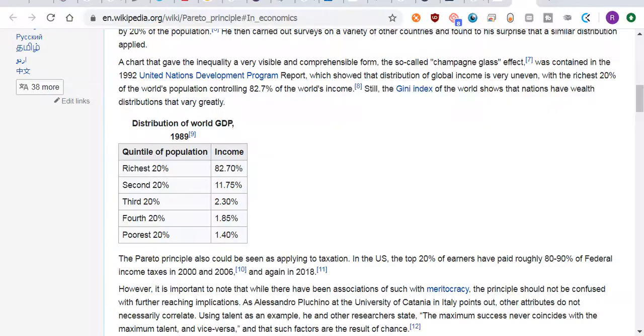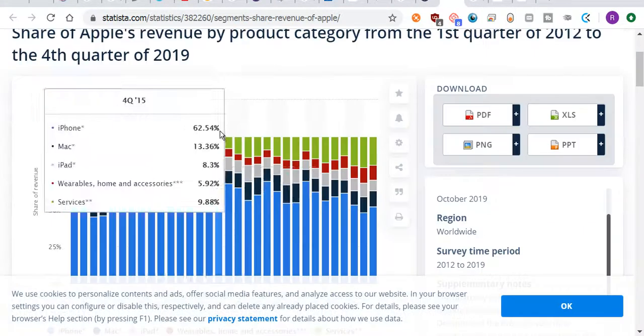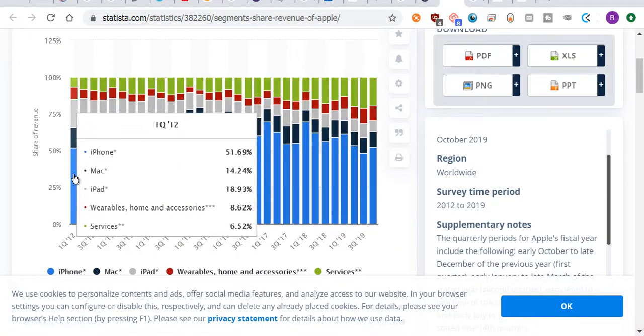As an example, if you see Apple's revenue, it is coming from iPhone 51%, Mac 14%, so 65, plus iPad 19, so 84%. So 84% is coming from only 3 products, and it has so many other products like wearables, home, accessories and services.